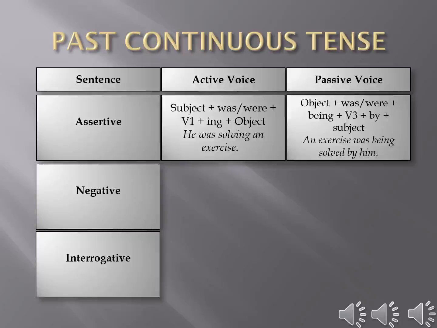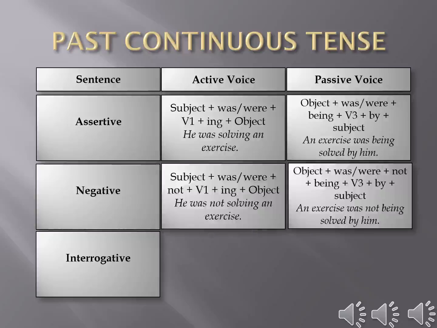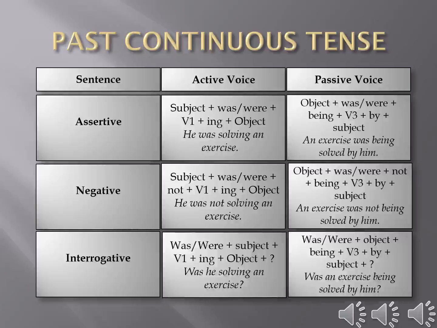And here is the example. In active, he was solving an exercise. In passive, it will become an exercise was being solved by him. The same rules are followed in the negative and interrogative types. Here are the examples. In negative, he was not solving an exercise, and its passive form is an exercise was not being solved by him. In interrogative type, the example is was he solving an exercise, and the passive form is was an exercise being solved by him.